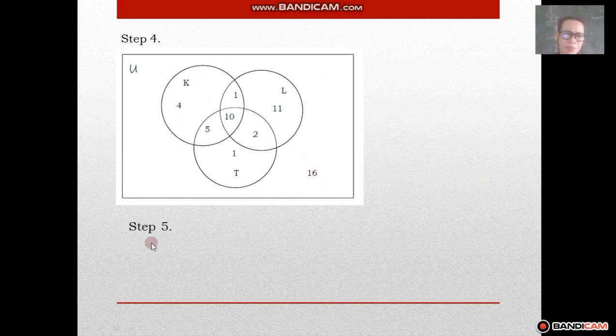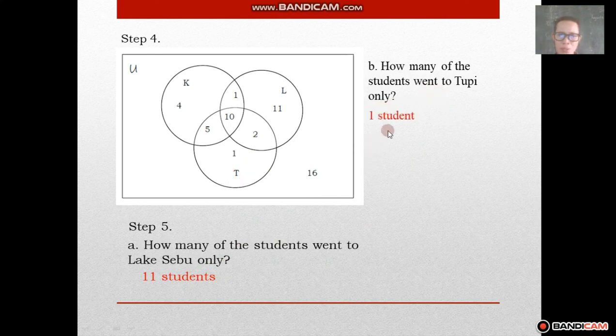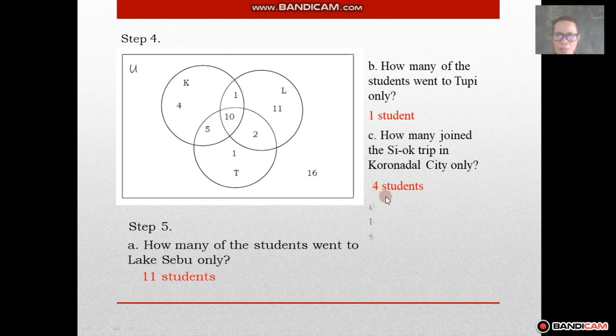Then step number 5, answer the questions being asked. How many students went to Lake Cebu only? Okay, so there are 11 students. Then how many of the students went to Tupi only? So there is only 1 student. Then how many joined the trip in Coronadal City only? So there are 4 students.